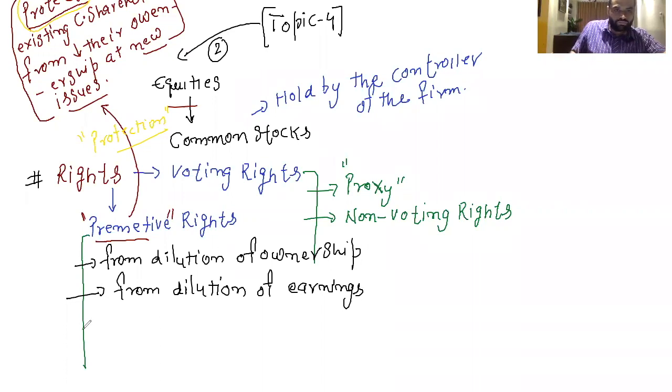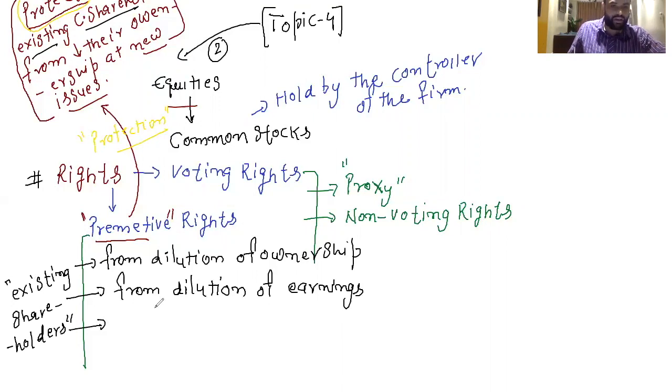The third one under primitive rights is for existing shareholders. Remember, it's all about existing shareholders, right? Special rights. Now, what are special rights? Under special rights, existing shareholders have the right to buy new shares at discounts.